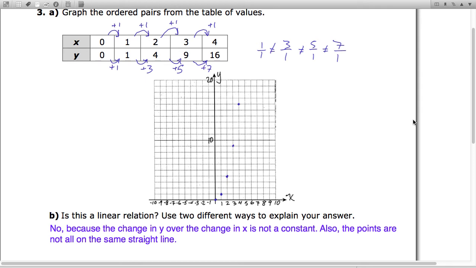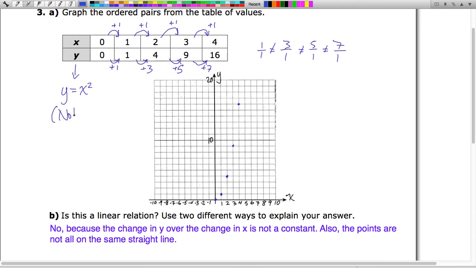And that's it. So there definitely is a relationship that exists here between y and x, and if you weren't sure about it, this is y equals x squared, right? 0 times itself, 1 times itself, 2 times itself, 3 times itself, 4 times itself.